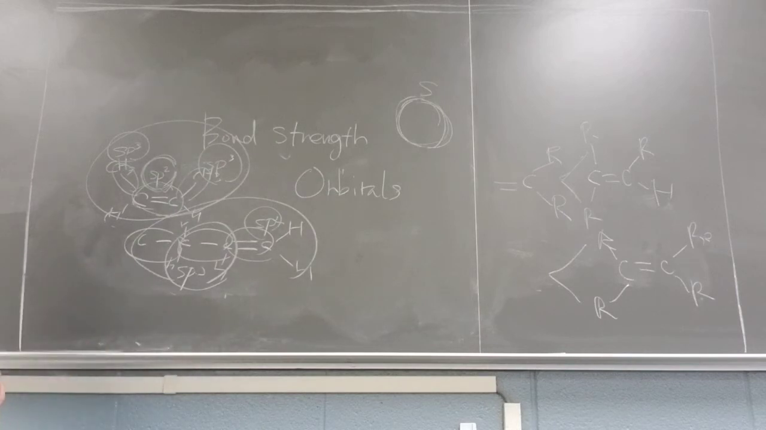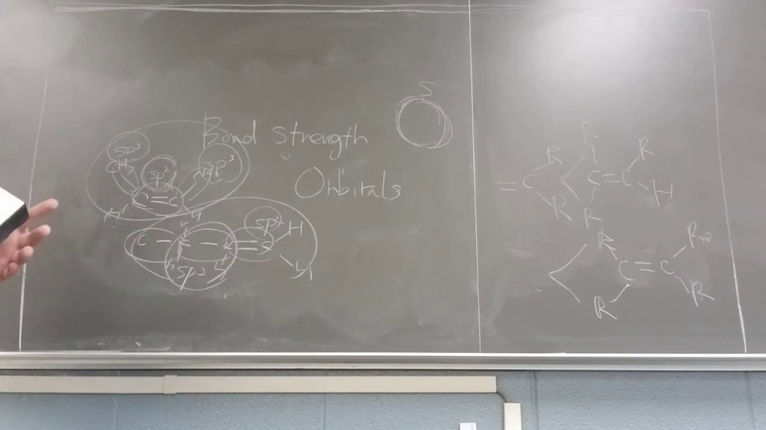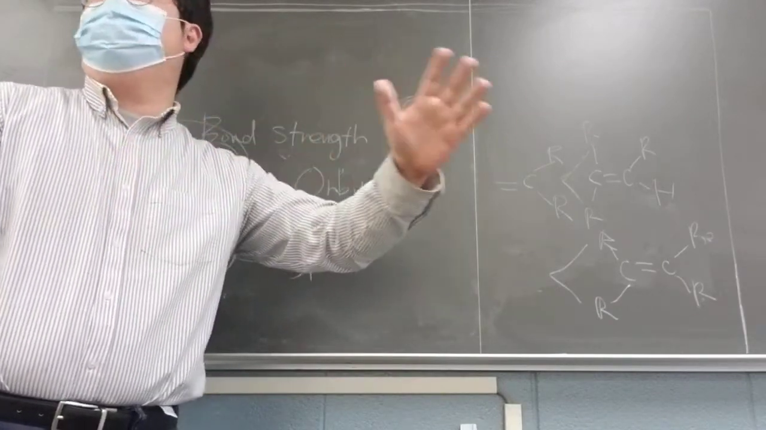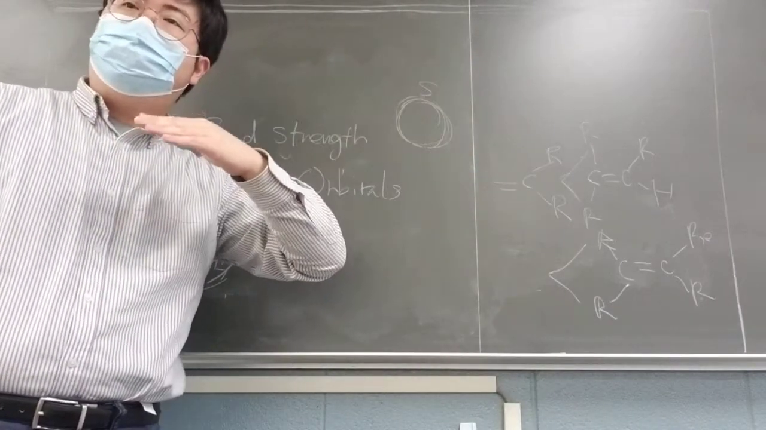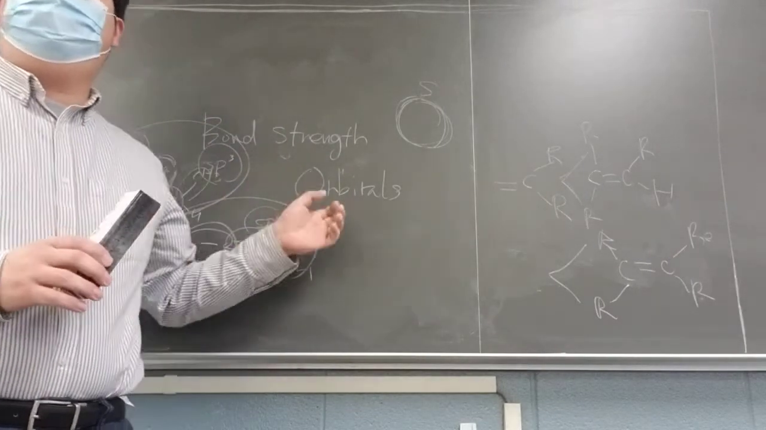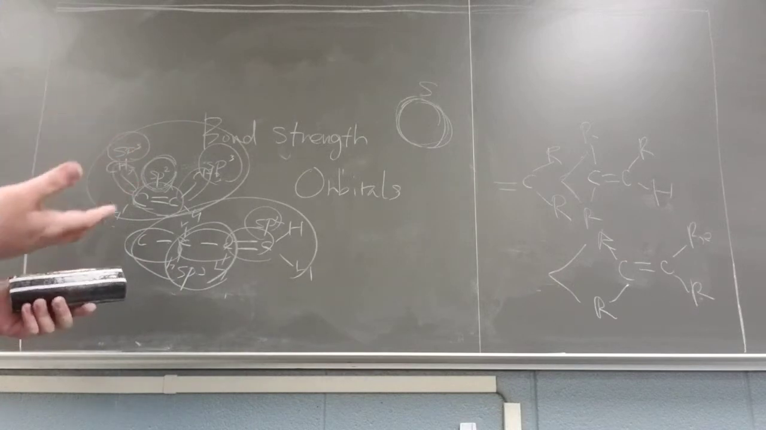Okay, so does it make sense? To be honest, I'm not gonna put this on the exam. The only thing you have to know is this: if it's more substituted, it's much more stable. If it's less substituted, relatively speaking, it's less stable. That's all you need to know. You don't have to know about this one, but it will actually explain why it is that way.